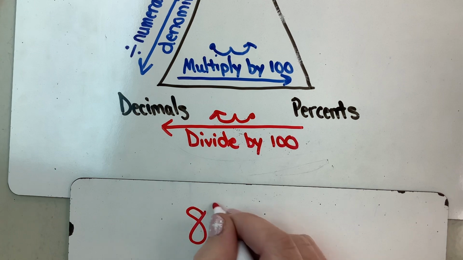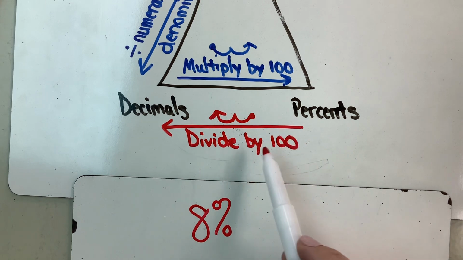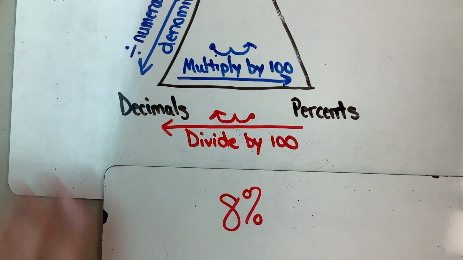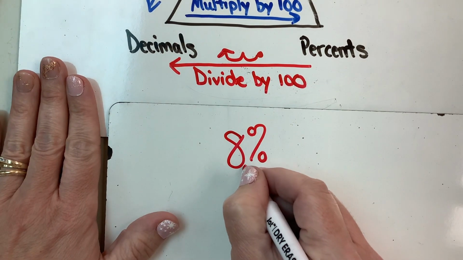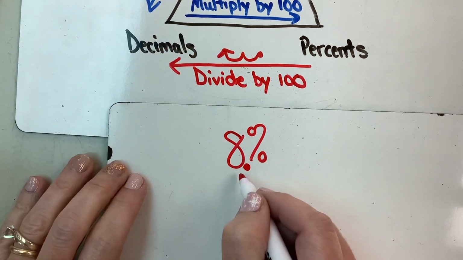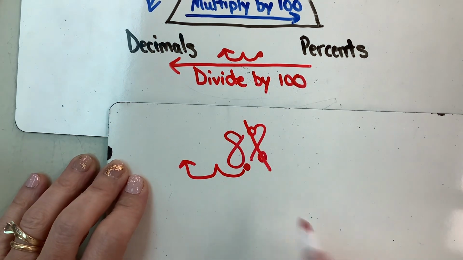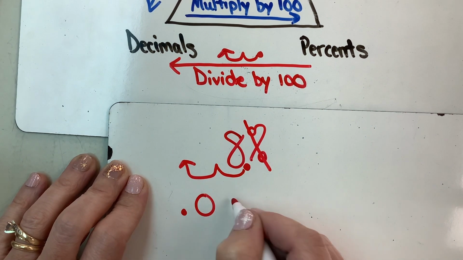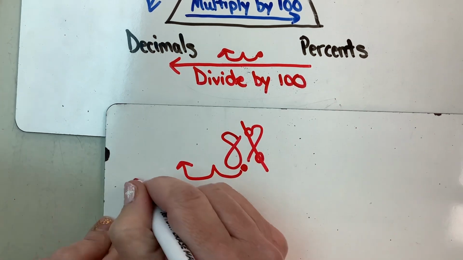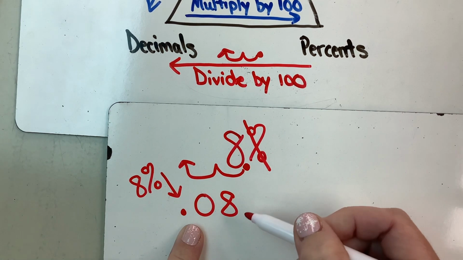Let's go ahead and take 8%. Okay, I have a percent, I want to go to my decimal. So what I'm going to do is divide by 100, or I'm going to take that decimal, which is hidden right now, but I know it's at the end of any whole number, and move it 2 times in the smaller direction. So 1, 2. As soon as I do that, the percent comes off, and I have 0.08. So my percent was 8%. My decimal is 0.08.